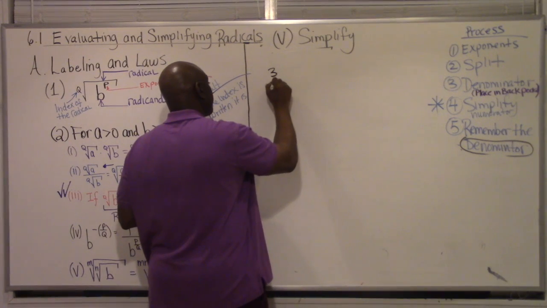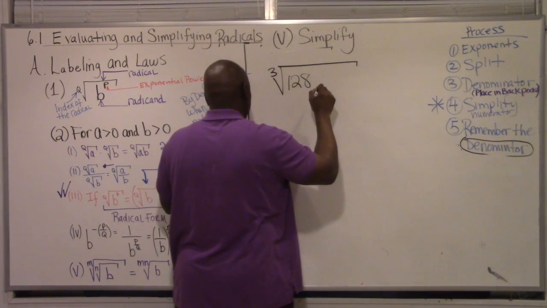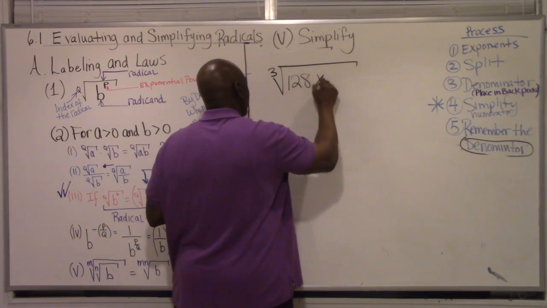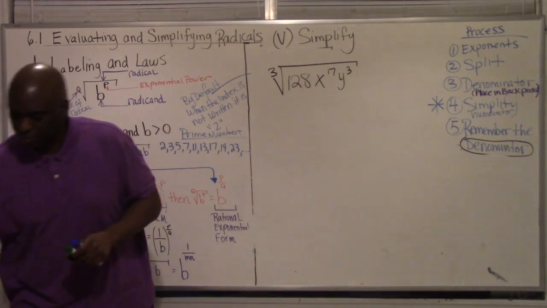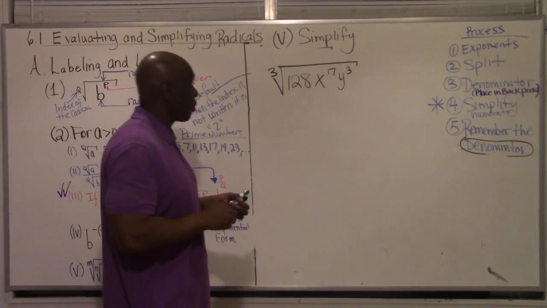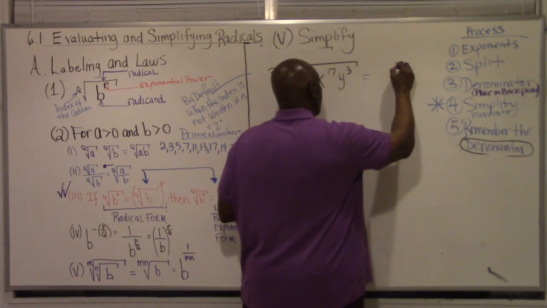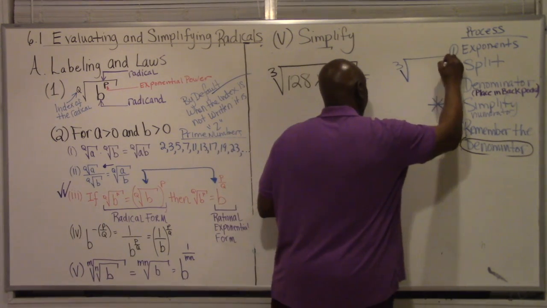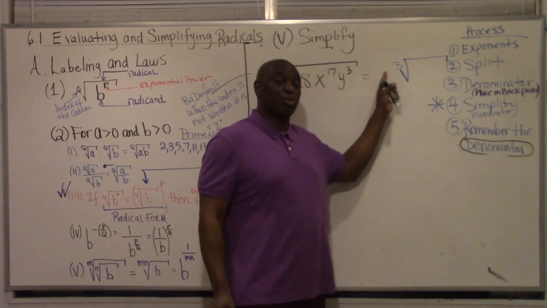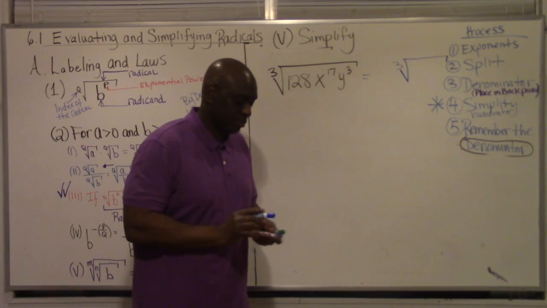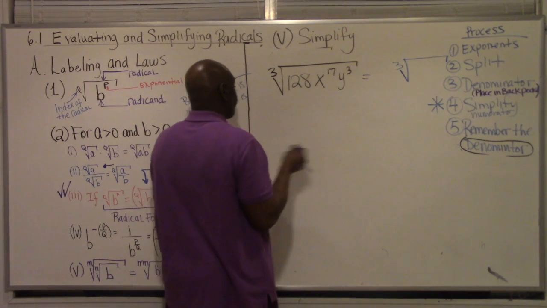Give me the cube root of 128 x to the 17 y to the power of 3. Let's do that. How about it? Well, the first thing we're going to do is draw an equal sign, put a cube root there. That's step one. Because we don't know what's going to go in, we don't know what's going to go out, we just don't know. All right, now what I'm going to do is take each term and split it up.